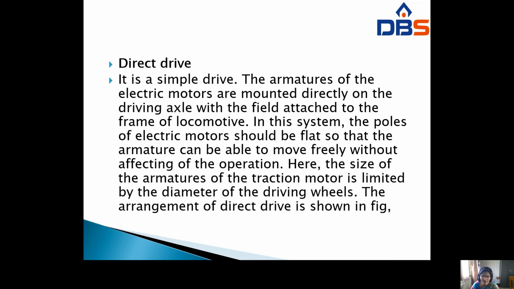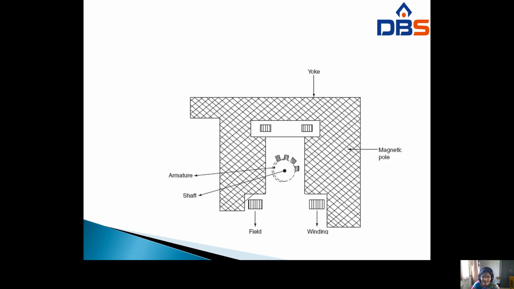Here the size of the armature of the traction motor is limited by the diameter of the driving wheels. As well, the size of the armature of the traction motor is also limited by the diameter of the driving wheels. So this is the arrangement of the direct drive.